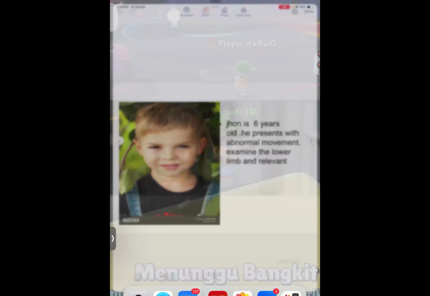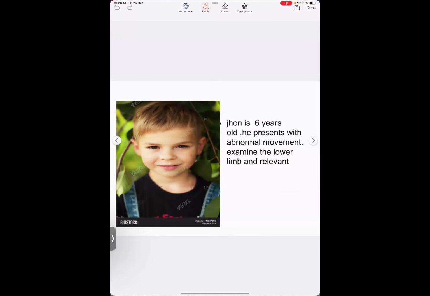And about his upper limb, the posture of his arm and hand. Then I should ask John to lie on the bed and check limb length discrepancy. There is no limb length discrepancy.